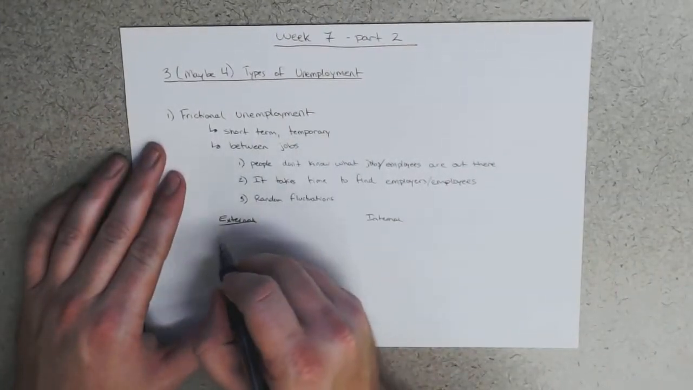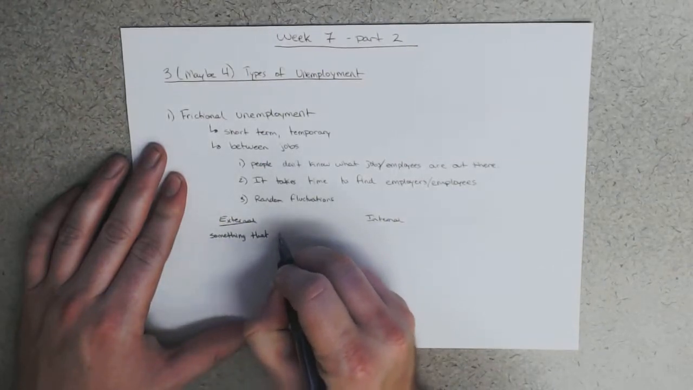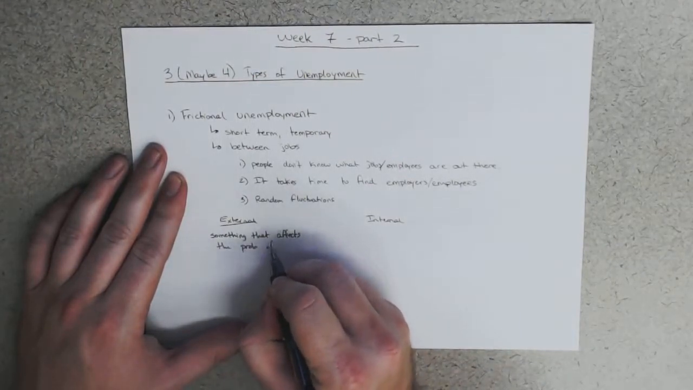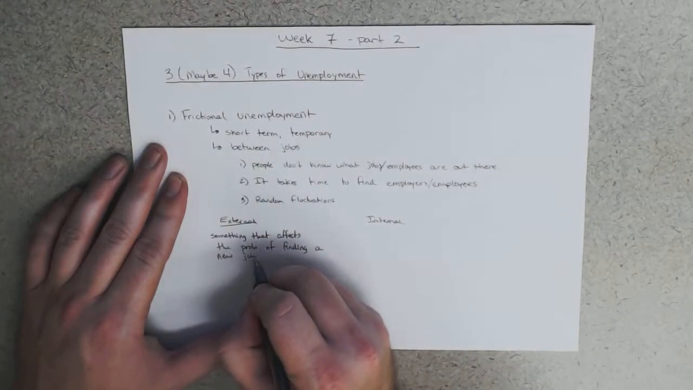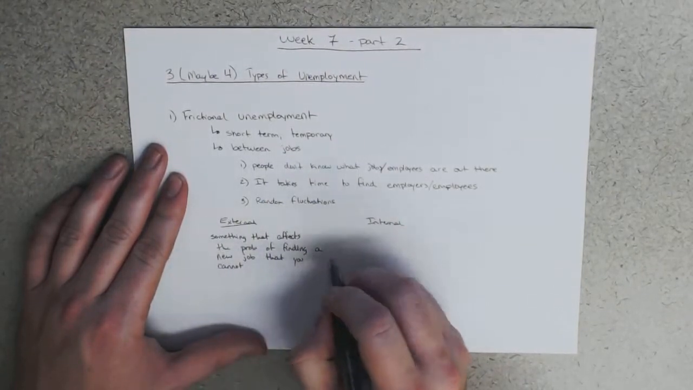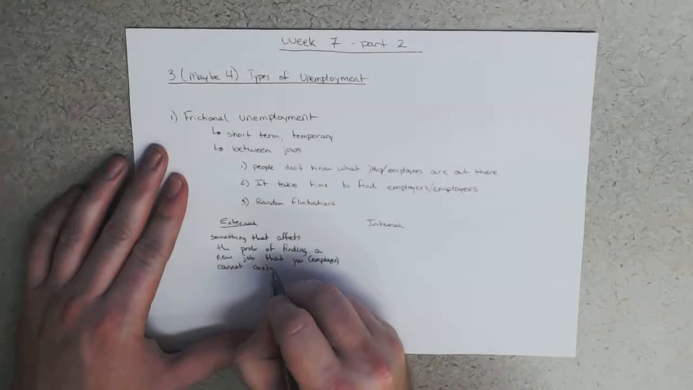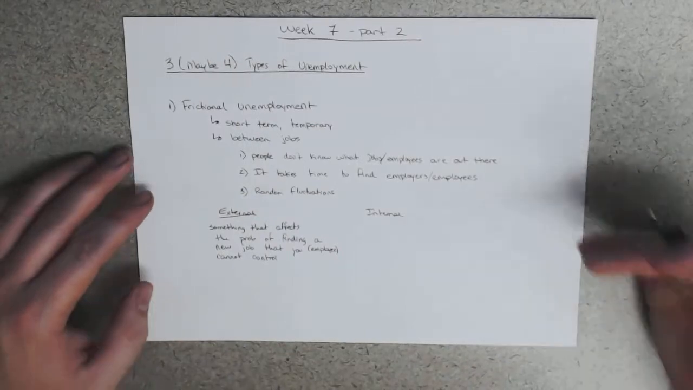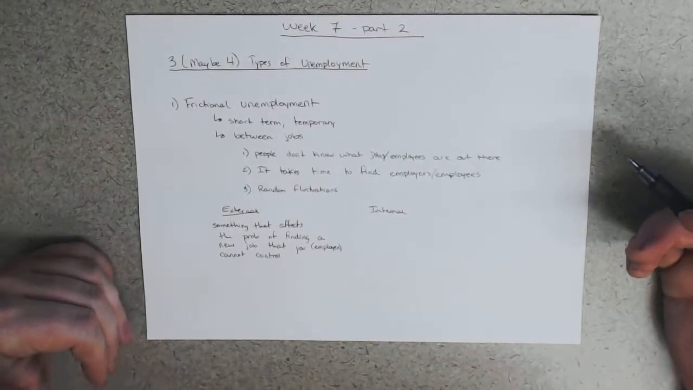So an external determinant would be something that affects the probability of finding a job that you, as an employee, cannot control. Okay, so an external determinant, again, is something that affects the probability of finding a new job that you as the employee cannot control.